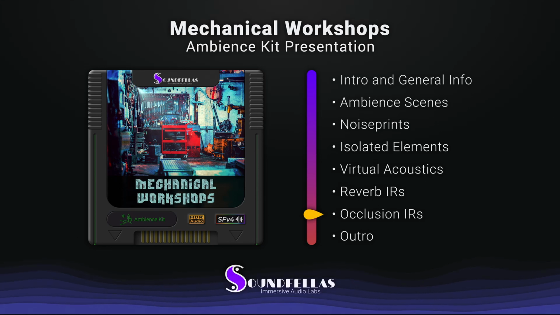Next, we have the occlusion impulse responses. You can use those with convolution to simulate sound transmission through various materials taken from the era and location of this library's theme. Here is a demo of an ambience loop filtered through some of the occlusion impulse responses included in this library. First, let's hear the dry sample. Here's the same sample through a metal sheet. And here's the same sample through a synthetic shatterproof panel.